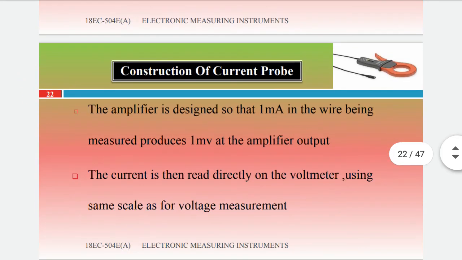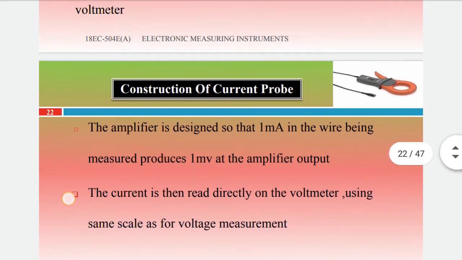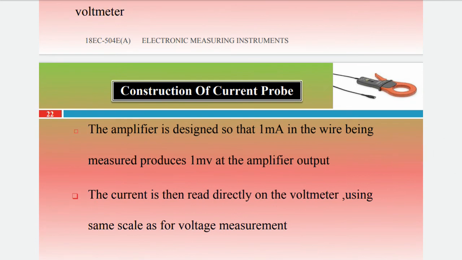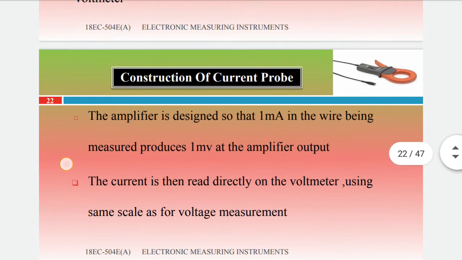The amplifier is designed so that 1 milliamp in the wire being measured produces 1 millivolt at the amplifier output. The current is then read directly on the voltmeter using the same scale as for voltage measurement. Whatever current is produced, the amplified output is directly shown on the voltmeter. This is about the construction of the current probe.